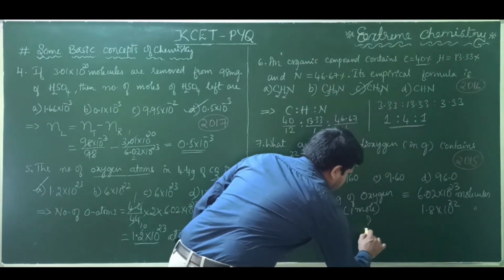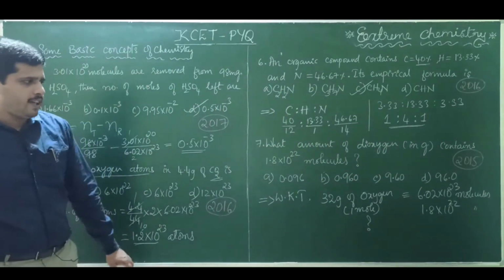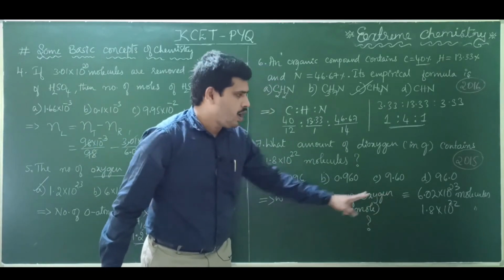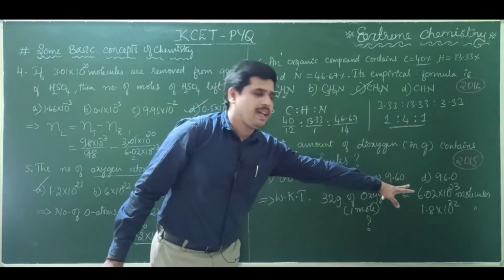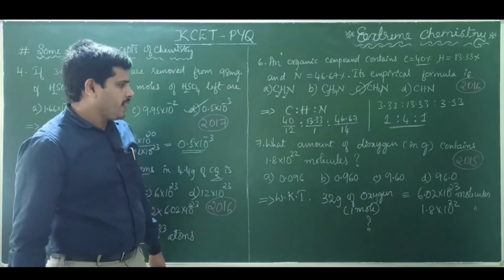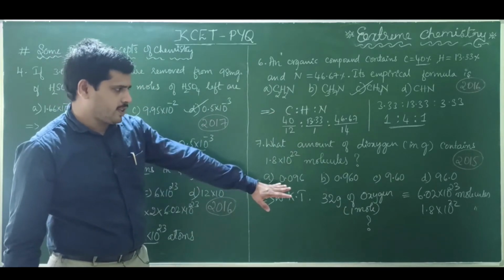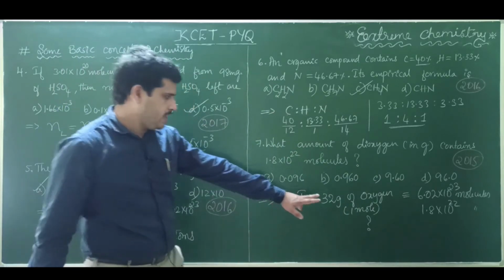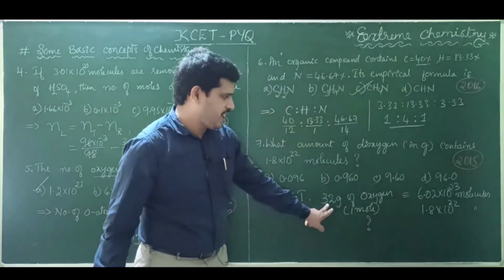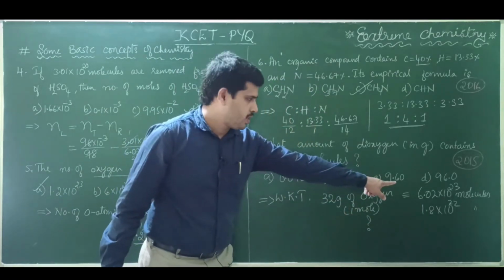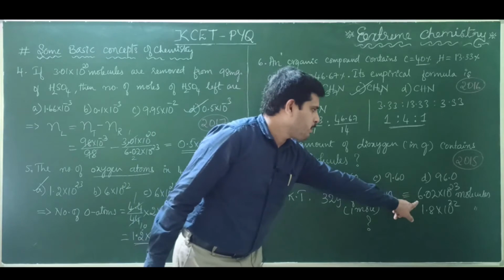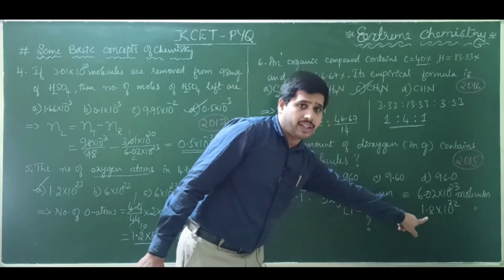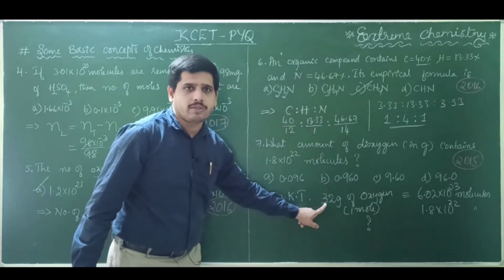molecules contains what amount of oxygen? Done. So 1.8 into 32, of course 10 to the power 22 divided by 6.02 into 10 to the power 23. So when you simplify it, you'll get the answer for this. How to simplify? That part you know, I guess. 1.8 into 32 you do. 10 to the 22, let it be. Then divide by 6. So 6 ones are 6, 6 threes are 18, 0.3 into 32.